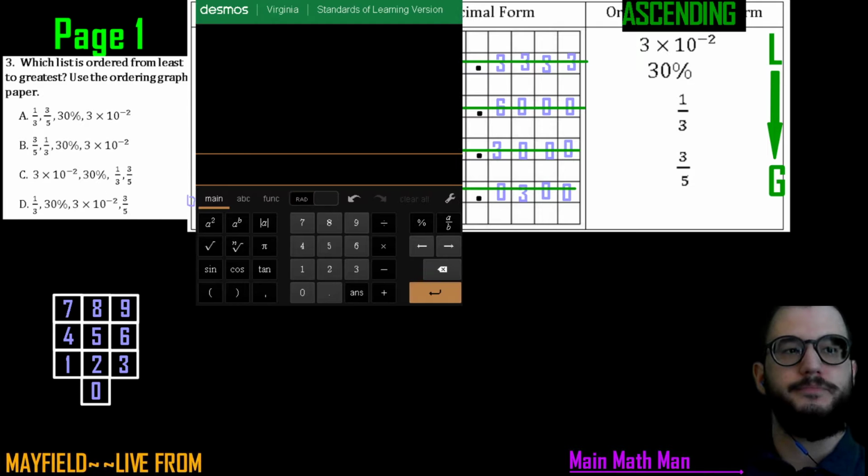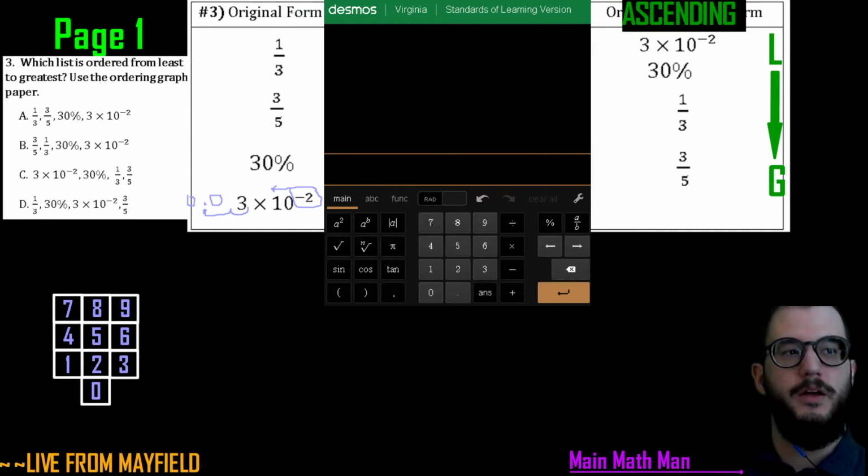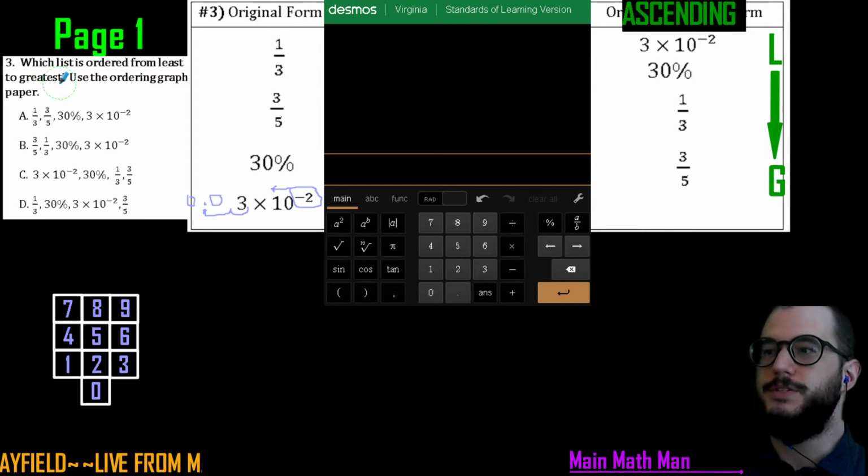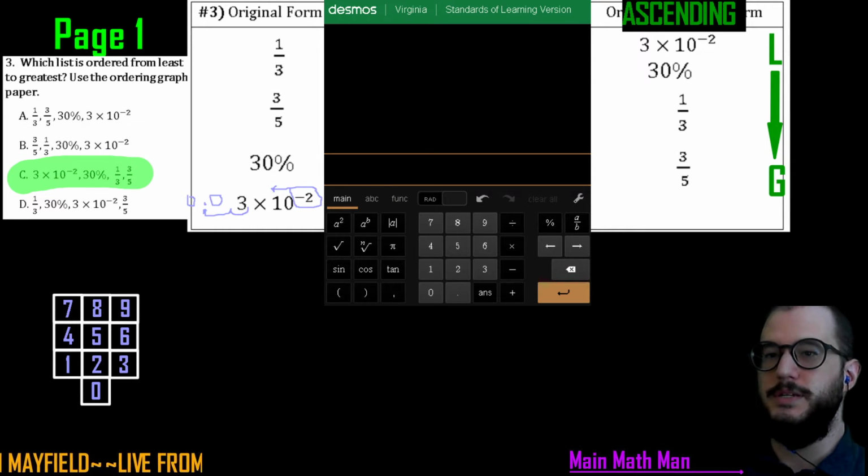So now that we have that all straightened out, we are looking for the list that has the order like that. And so I'm going to say, all right, which one do I have? I have to have that scientific notation first. And so the one that has scientific notation is going to be C.